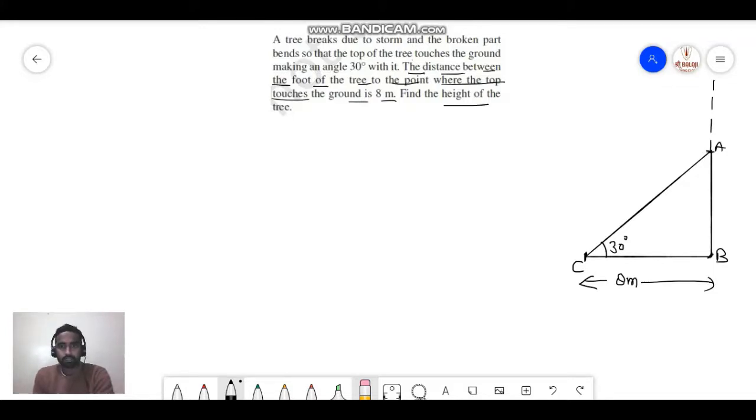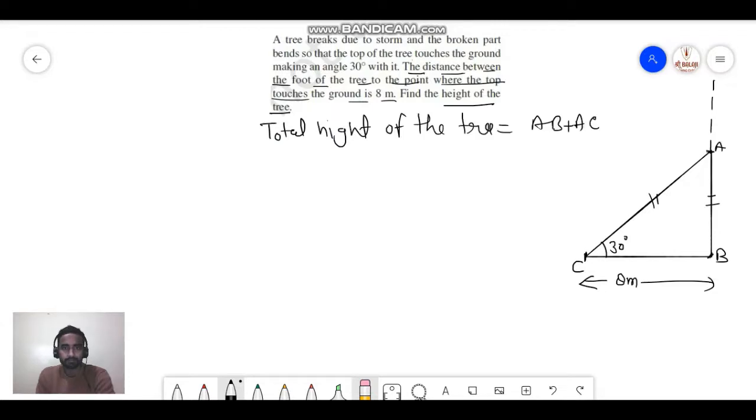So we have to find the height of the tree. What is the total height of the tree? Total height of the tree is equal to AB plus AC, since AB and AC are the total parts of the tree. So we have to find AB and AC. After finding AB and AC, we will add both, and we will get the height of the tree.